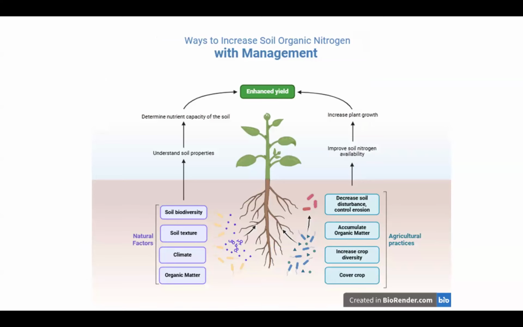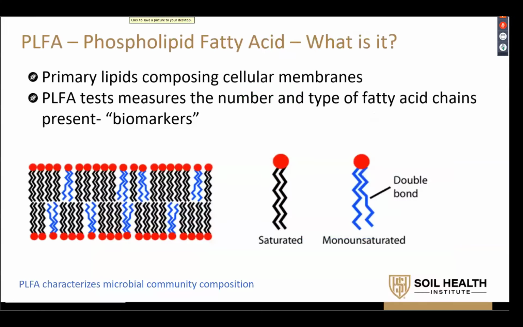So what are management practices we can do to increase the soil organic nitrogen? The main practices over here on the right are to decrease soil disturbance, less tillage, trying to control erosion, trying to build organic matter, increasing crop diversity, and including cover crops in our systems. These are techniques that will help increase it. There are other variables we have less control over, like soil texture or climate, but there are also factors there.